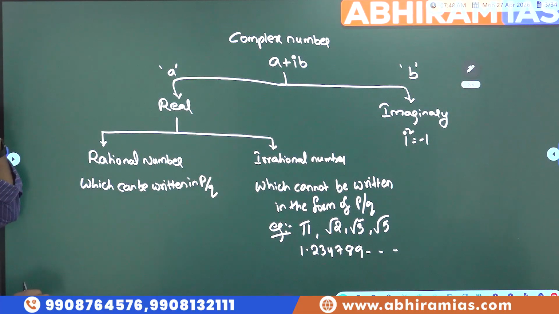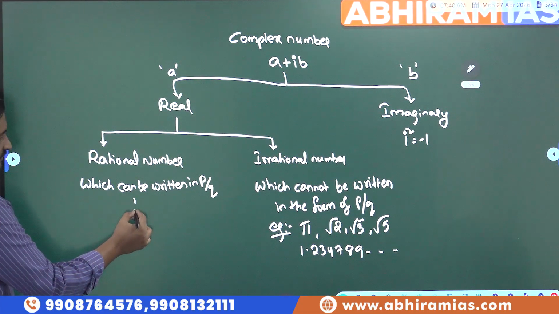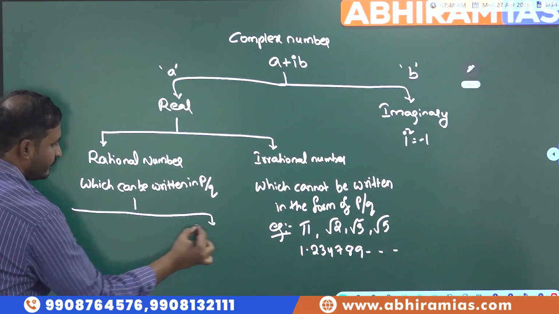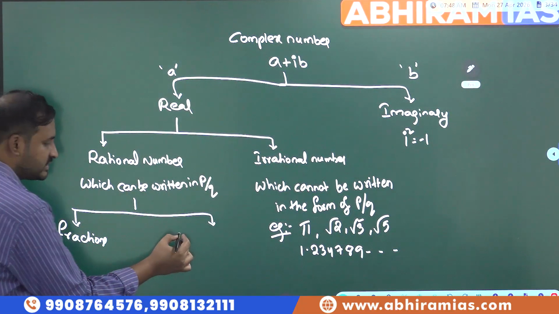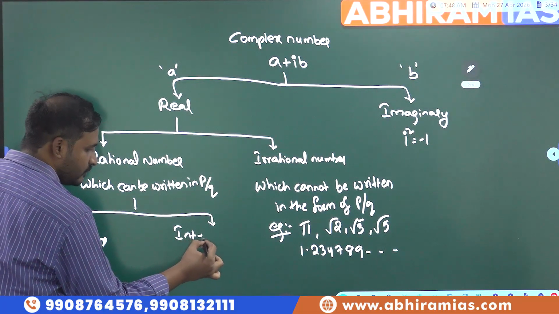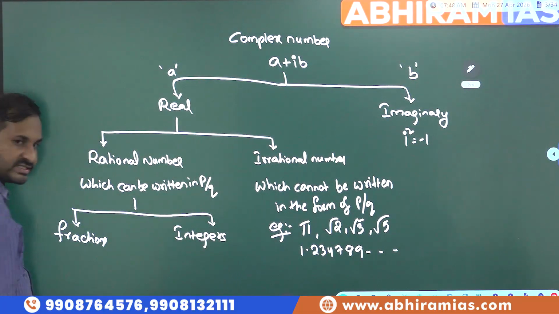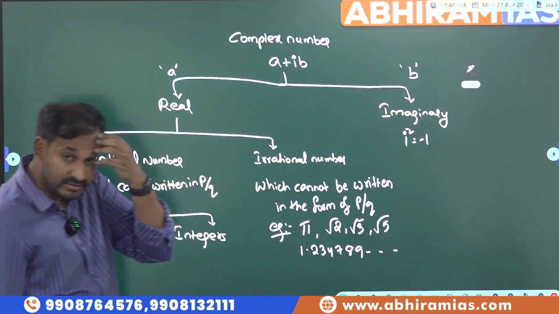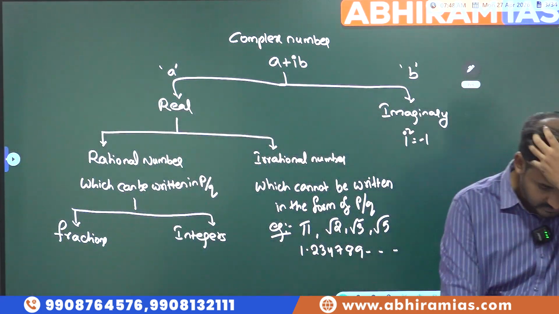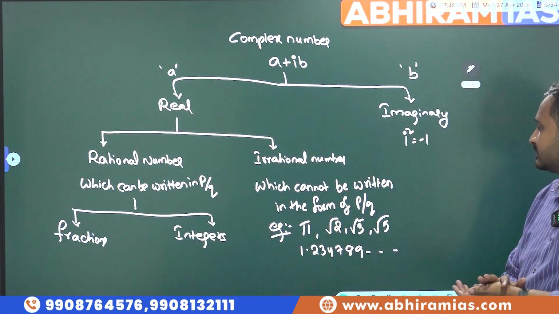Now, come to the rational numbers. In these rational numbers, we will have majorly two things. One is fractions and the other one is integers. So please write down up to this one. I need some extra space, so that is it. Please write up to this one.